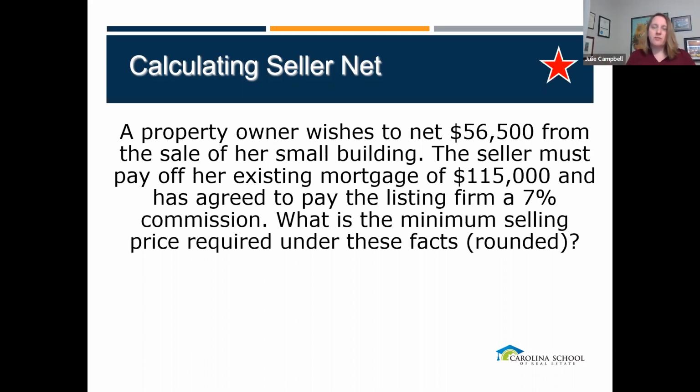So property owner wishes to net $56,500 from the sale of her small building. Seller must pay off her existing mortgage of $115,000, and has agreed to pay the listing firm a 7% commission. What is the minimum selling price required under these facts? And we're going to round just a little bit.